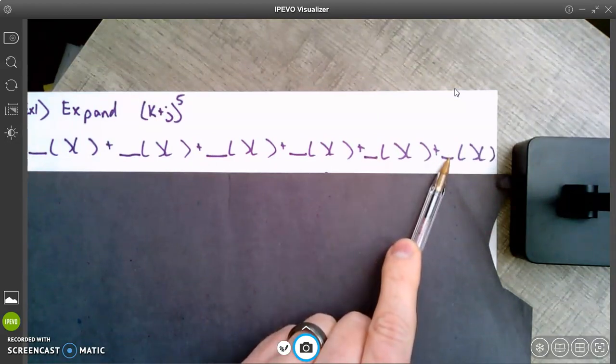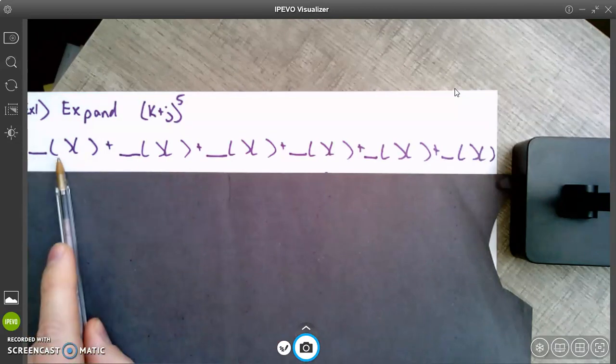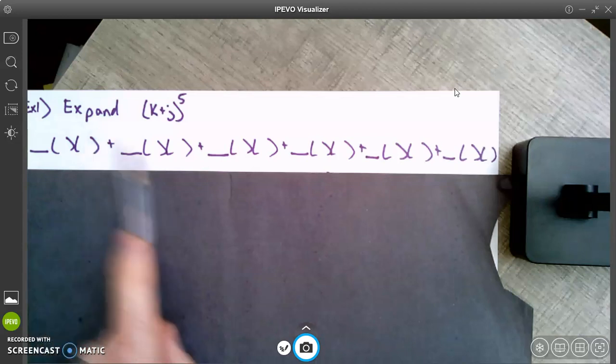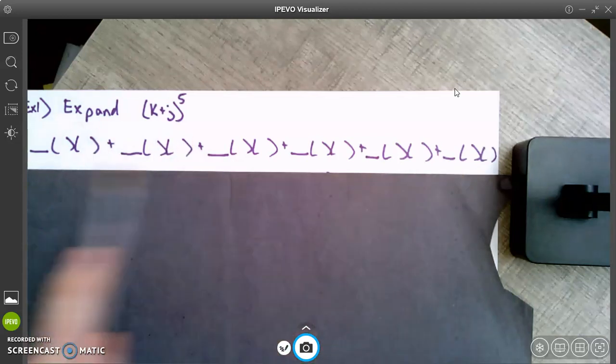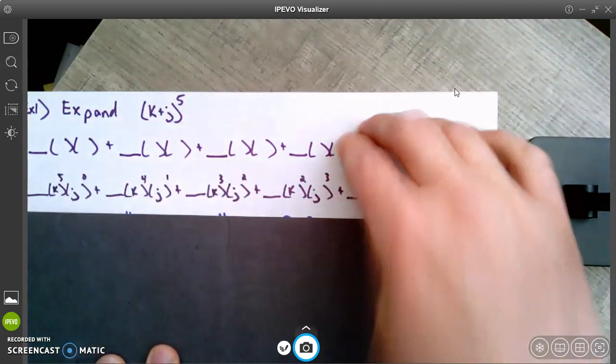That's what's going to go there for these 6 terms. There's a coefficient every single time. And then it's going to be the first term raised to some power, the second term raised to some power. First term to some power, second term to some power. So I can write out this skeleton that's going to be this expansion and then just fill stuff in. So that's what I do for us next.